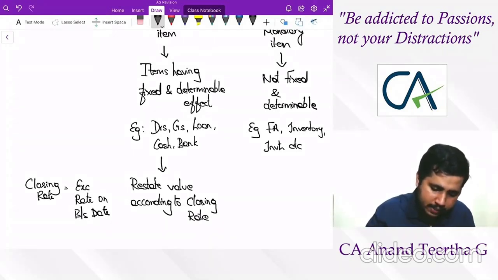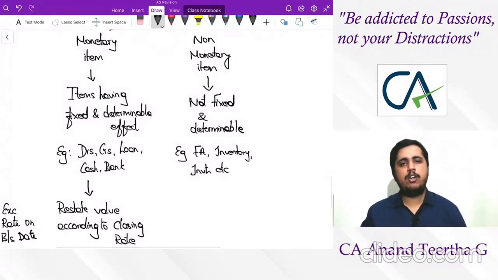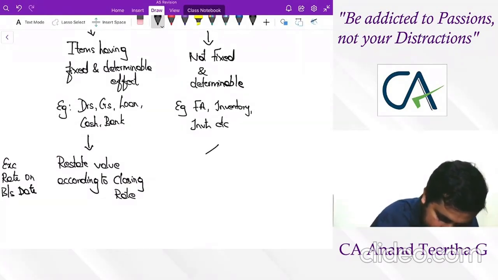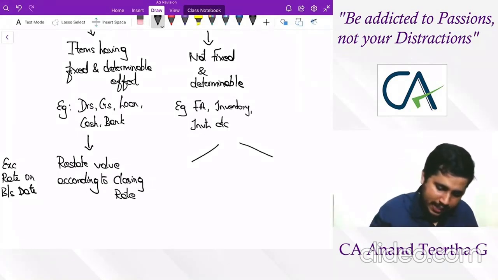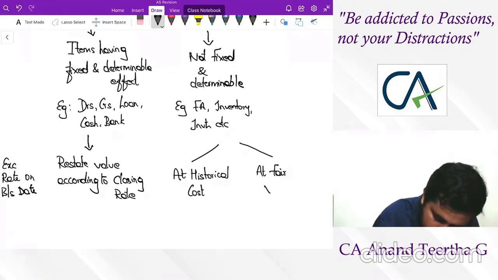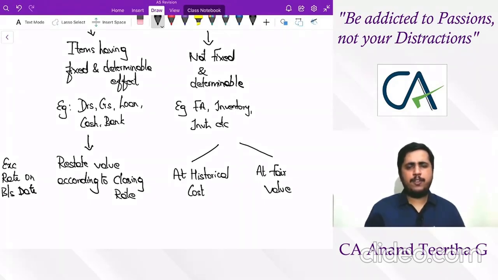Now, if it is a non-monetary item, how is it supposed to be taken up then? It will again be bifurcated into two. One, non-monetary item recorded at historical cost; two, non-monetary item recorded at fair value. There might be certain items, for example investments, which may be recorded at fair value, or may be recorded at historical cost also. Even for fixed assets, if they opt for the cost model, it will be shown at historical cost. If they opt for the revaluation model, it has to go through fair value.